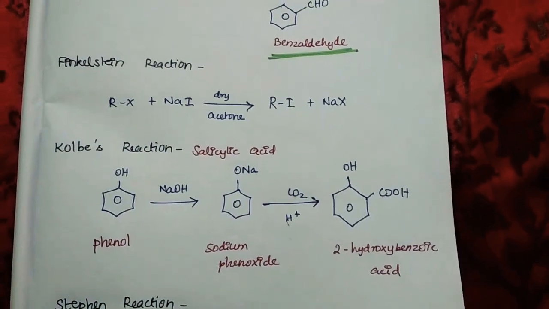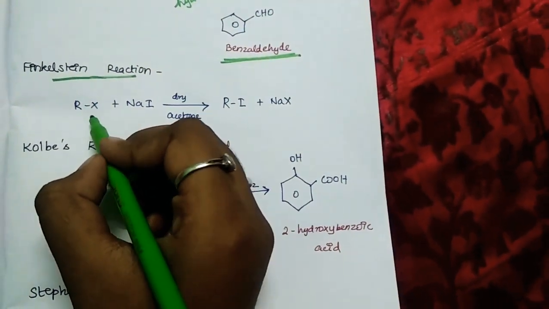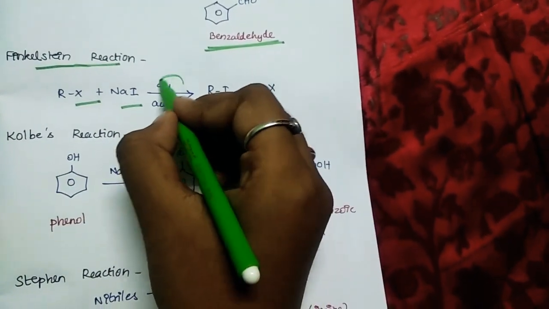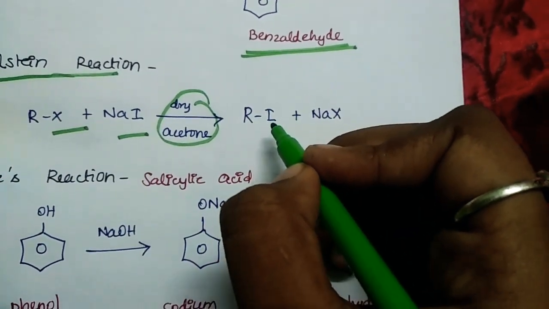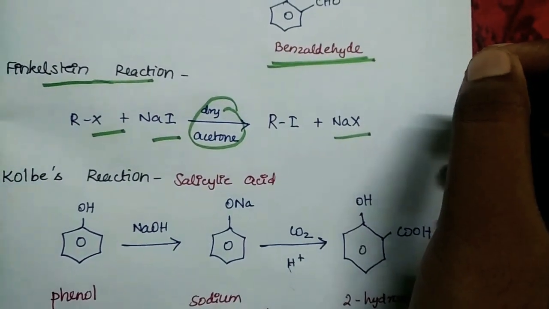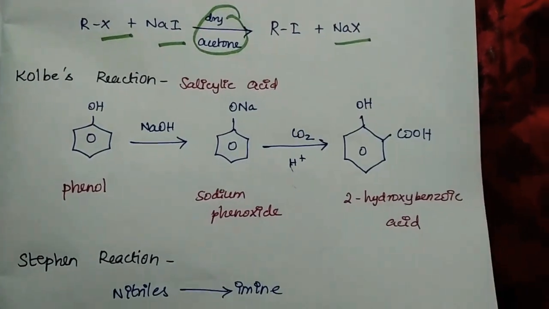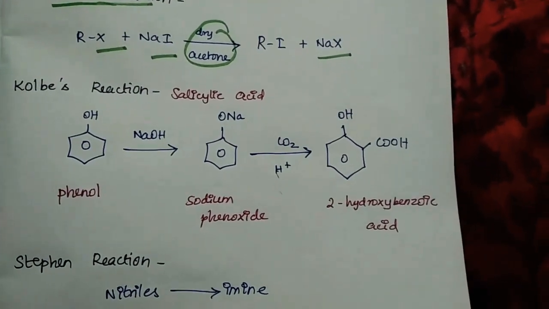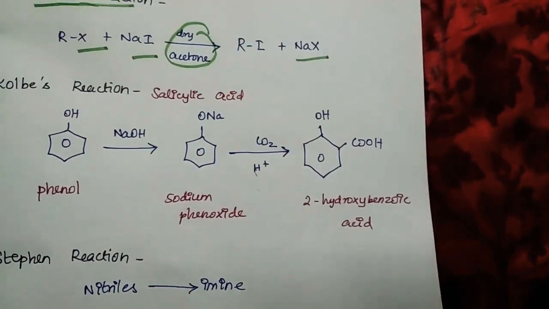So the next reaction is Finkelstein reaction. In this, alkyl halide reacts with sodium iodide in the presence of dry acetone to give alkyl iodide and sodium halide. This is a very simple reaction which can be remembered. Next is Kolb's reaction. So when you hear the name Kolb's reaction, the compound which should strike your mind is salicylic acid.